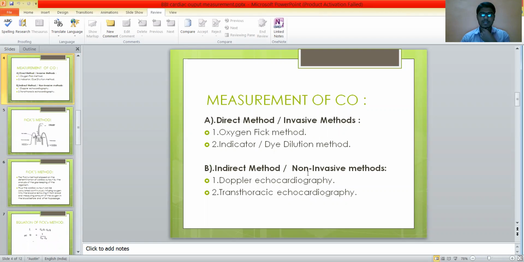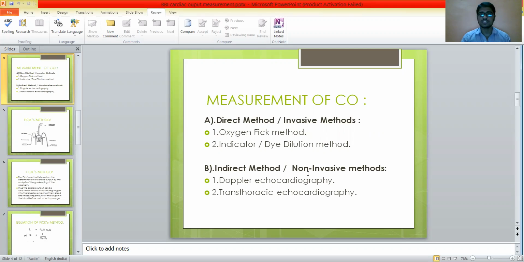For measurement of cardiac output, there are two methods: the direct method and the indirect method. The direct method involves surgery, so it is not used these days. The indirect method is a simple procedure, so it is used these days.